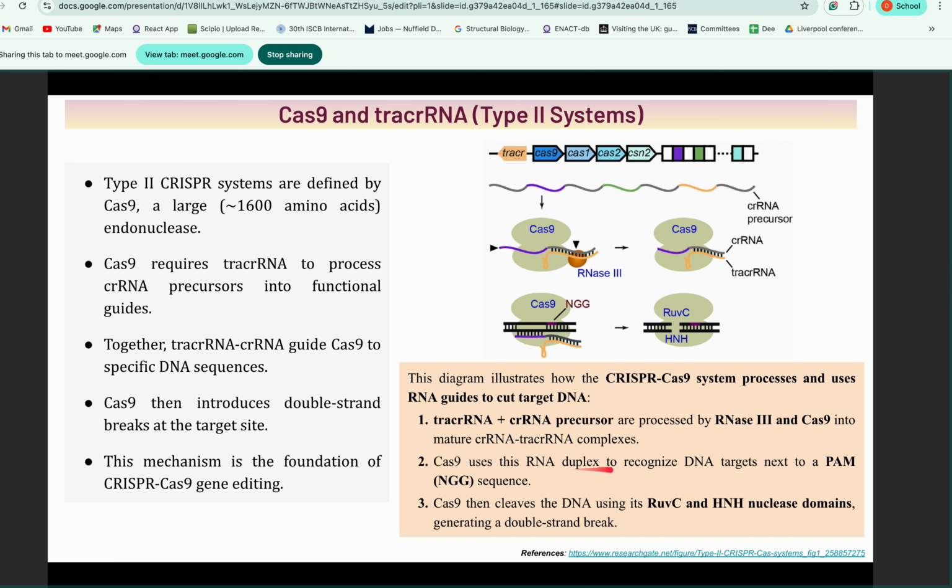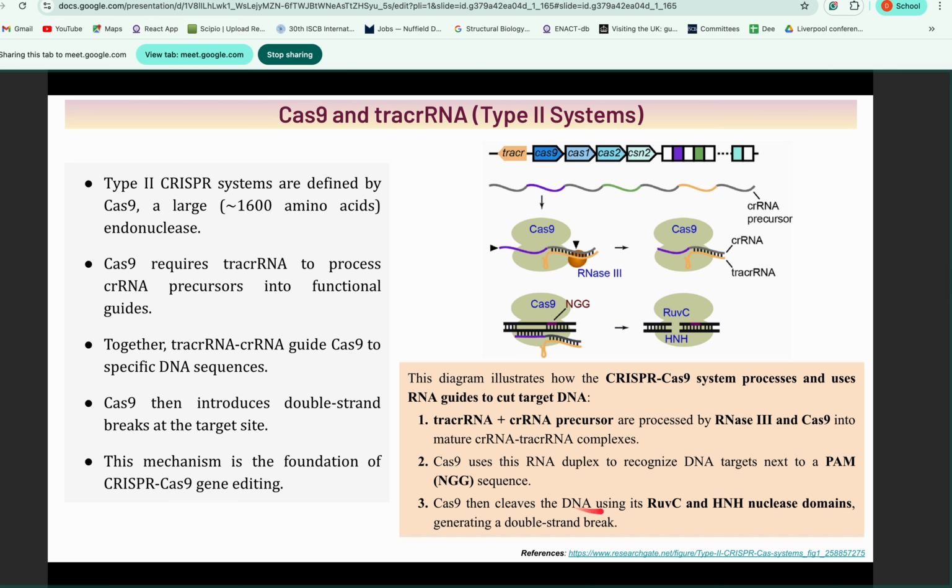Now Cas9 uses this RNA duplex because you know that RNA is single stranded, but tracrRNA is base pairing with CRISPR RNA, so it has converted to a duplex. This RNA duplex recognizes the DNA target, meaning the DNA sequence of the virus which is attacking the bacteria, next to the PAM NGG sequence. This is the protospacer adjacent motif, which is recognized by Cas9 to distinguish between self versus non-self.